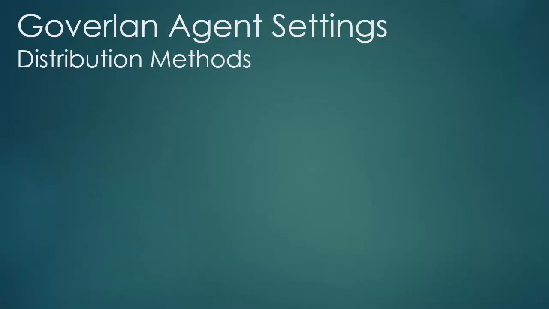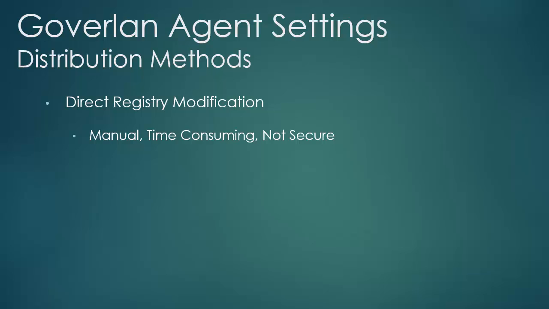Now, to make these changes, you have to change some settings on the Goverlan agents. And we provide several distribution methods for delivering these settings, the text customization and the image branding, to the agents themselves. One method is direct registry modification, which is sort of a manual and time-consuming process and is also not secure because these changes can be reverted.